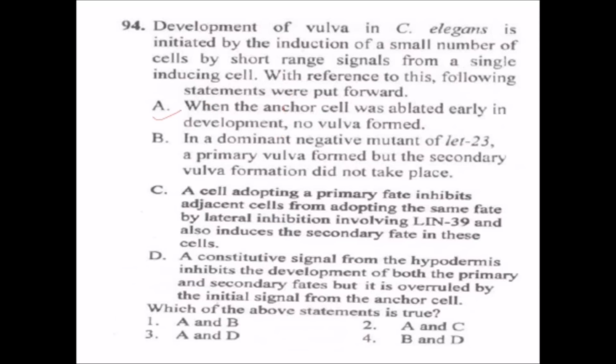Next point is that even if there are inhibitory signals from the hypodermis region, then it will inhibit the development of primary or secondary vulva formation. The signals here from the anchor cell are known as LIN-39, and it also induces the secondary fate in this cell. So the statements A and C are true. So the answer will be number 2.